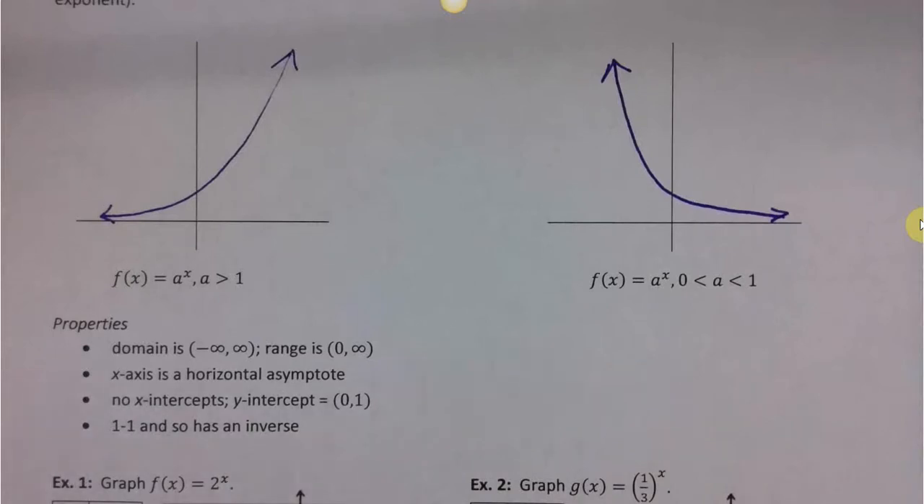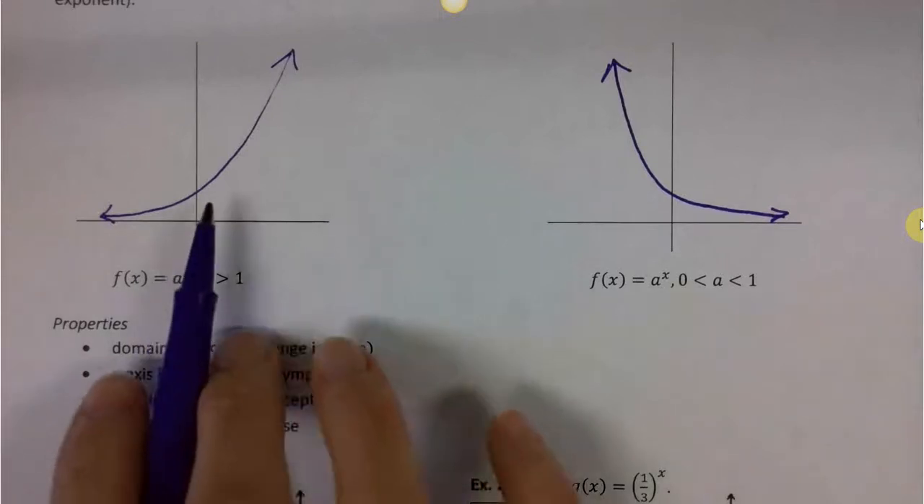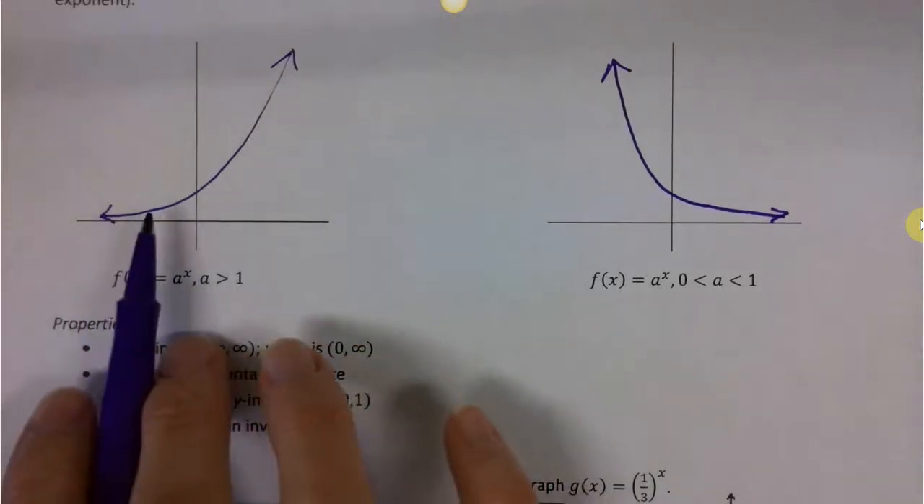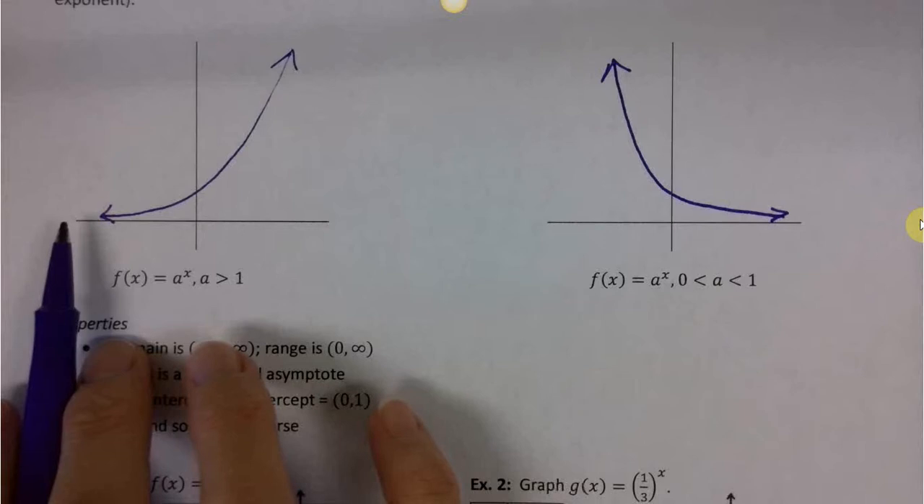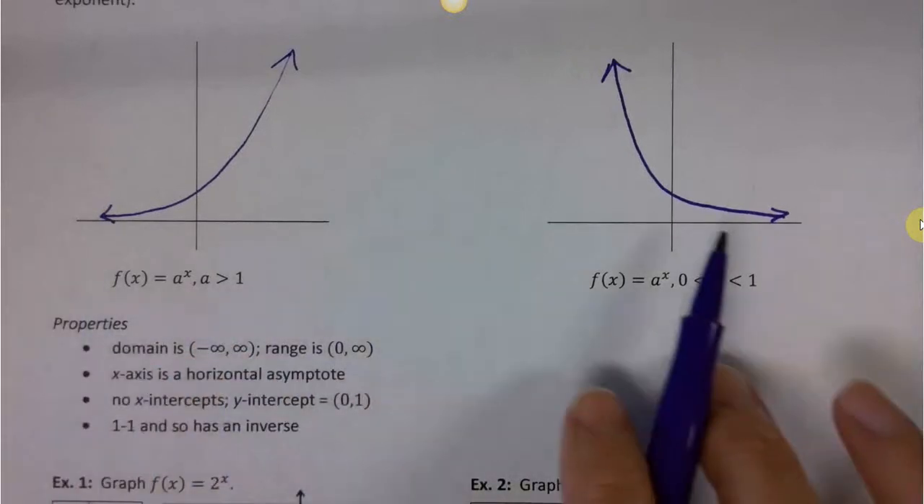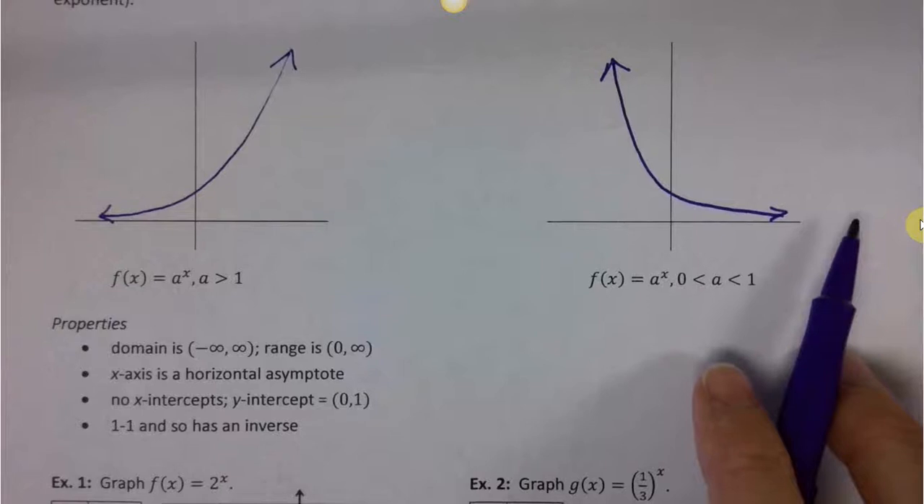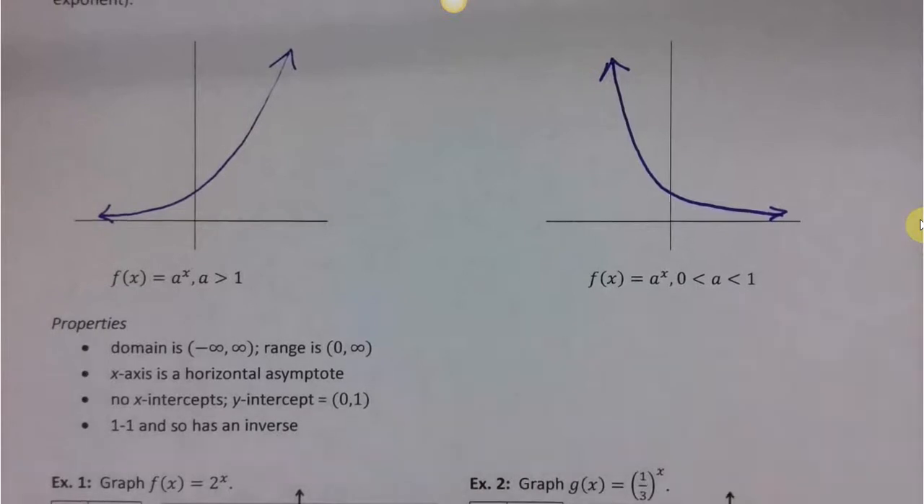The x-axis serves as what we call a horizontal asymptote for these functions. An asymptote is just a line that a graph gets closer and closer to, but never actually touches or crosses. So in this case, as we go off to the left side, we're getting closer and closer to that x-axis, but never actually touching it or crossing it. And the same way with this one as we go off to the right side. So that's why we say the x-axis is a horizontal asymptote for these functions.